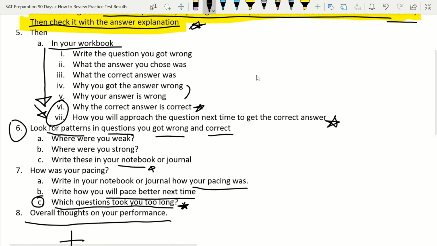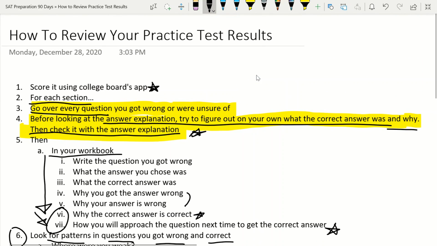So that really covers how I want you to review your practice tests, and I'm really just going to give you the rest of the time today to review your practice test, figure out what you got wrong and why, and how you're going to do better next time.